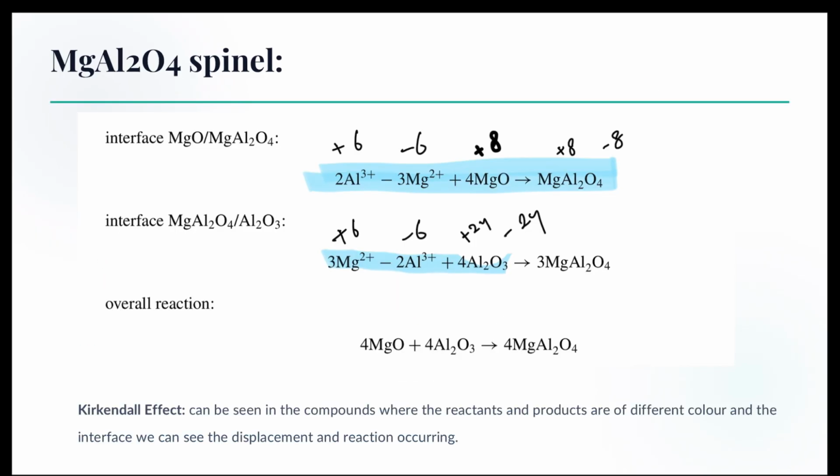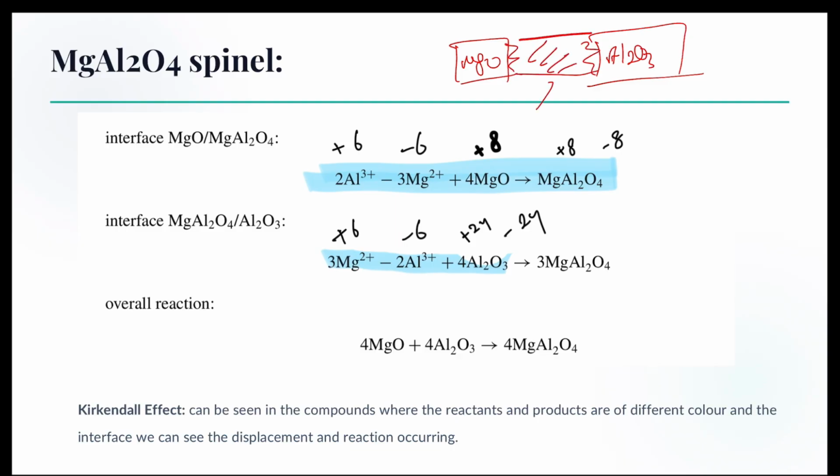So there are two interfaces that we are getting, right? There are two interfaces because one of our reactants is MgO and the other reactant is Al2O3, and at their surface the reactions are taking place. This is where the product starts to form.